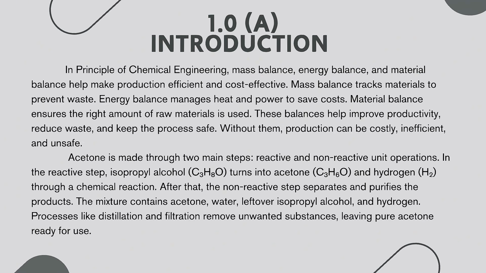In acetone production, there are two main steps, which are reactive and non-reactive unit operations. The reactive step is where the chemical reaction takes place. In this step, isopropyl alcohol undergoes dehydrogenation to form acetone and hydrogen. After the reaction, the non-reactive step focuses on separating and purifying the products. To obtain pure acetone, processes like distillation and filtration are used to remove unwanted substances.